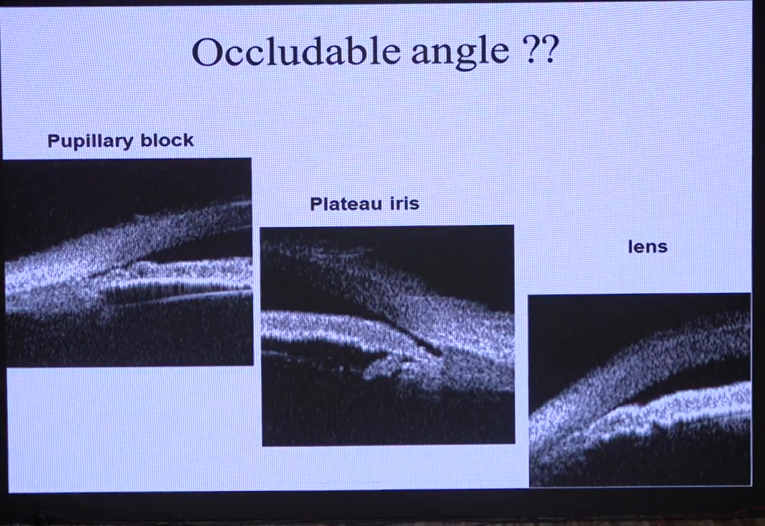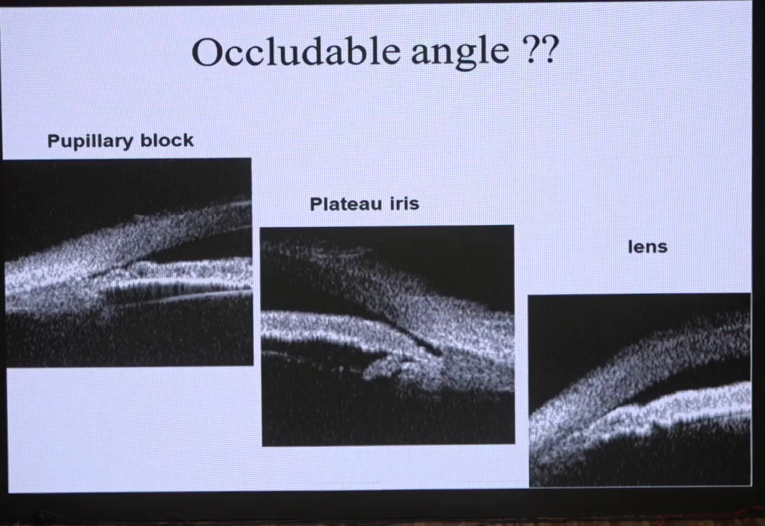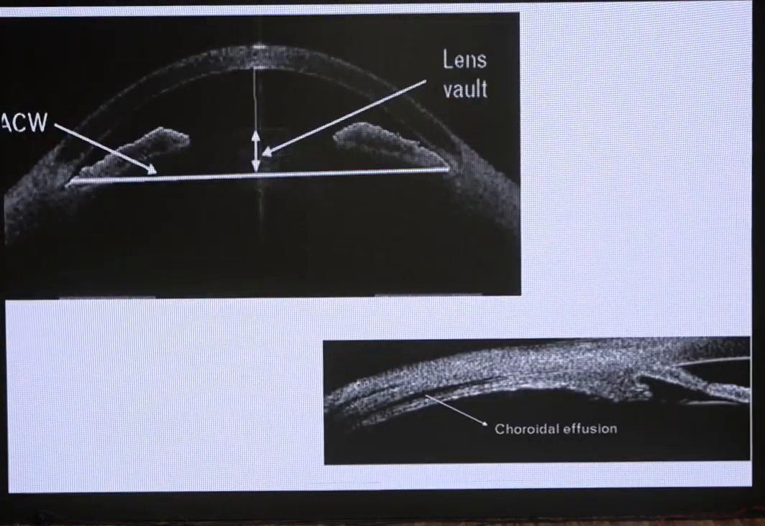As I said, this is what you're going to see on an ultrasound biomicroscopy. So it's a pupillary block, or it's a plateau iris, or there's something pushing from behind, in which case the anterior chamber is uniformly shallow. That could be because of a thick lens, increased lens vault, or some uveal effusion which is pushing the iris anteriorly.